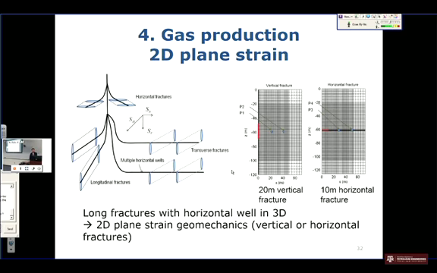The final case is that we investigate the failure analysis during the gas production. We assume the following cases: a long longitudinal fracture, multiple transverse fractures along the horizontal well, and horizontal fractures. For the long fractures, we can reduce the 3D system to the plane strain case.